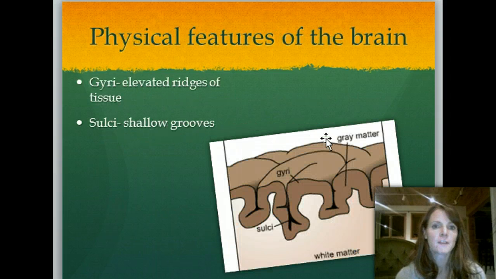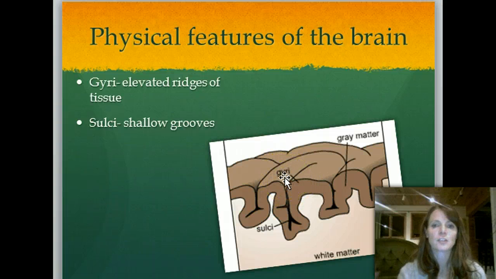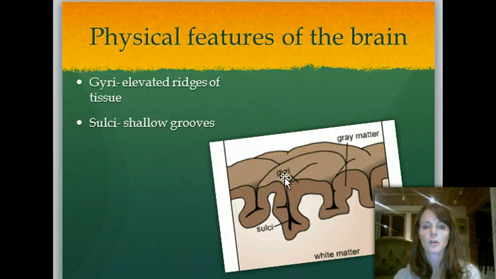All right. Physical features of the brain. The gyri are the elevated ridges of the tissue, where the sulci are those shallow grooves. Okay, so there are names for these specific features of the brain. So gyri and sulci. Okay, also known as gray matter, the gyri, and white matter.